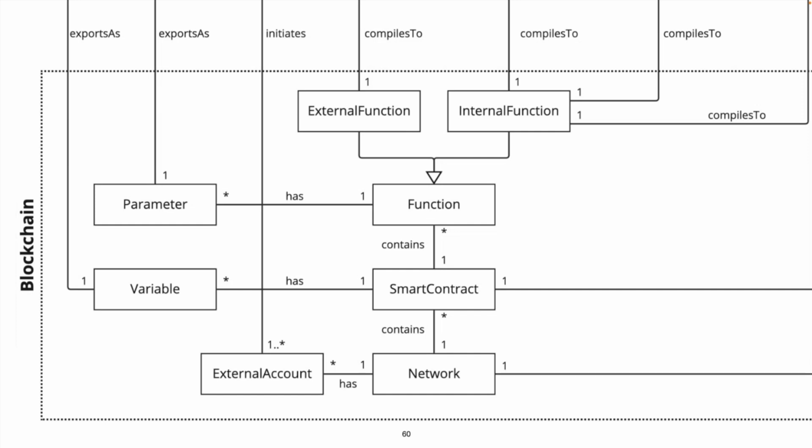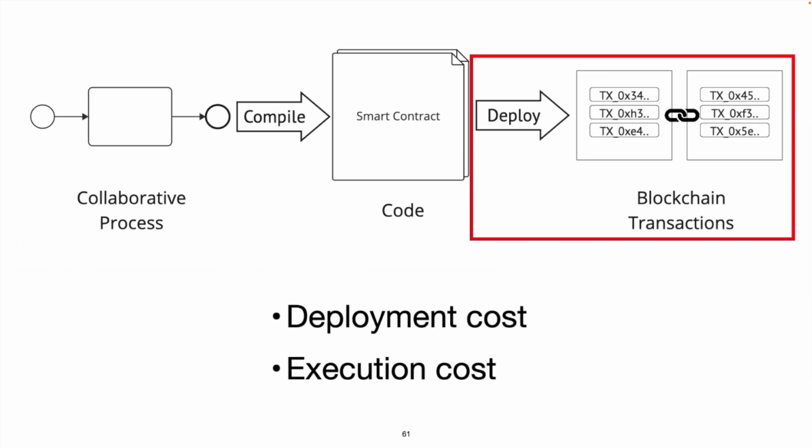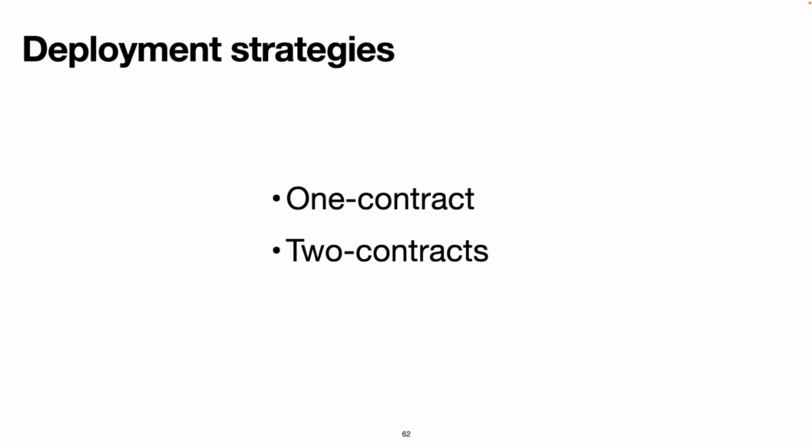Now, since we have it compiled, we can deploy it, and after deployment we can measure the cost. Blockchain transactions are costly; they cost money to be executed. So what we would like to see is the cost of these transactions through our extension. We have differentiated between two settings here, the one contract setting and the two contract setting. Here we'd like to use the features of the language to see how it impacts the cost.